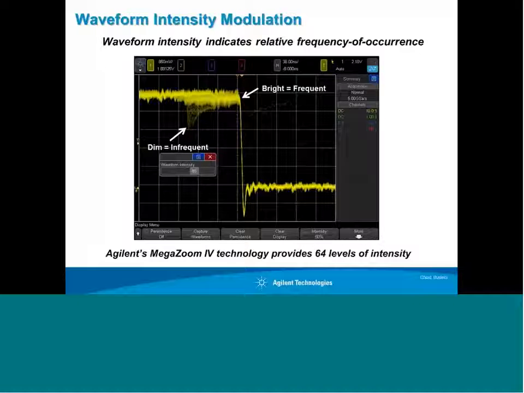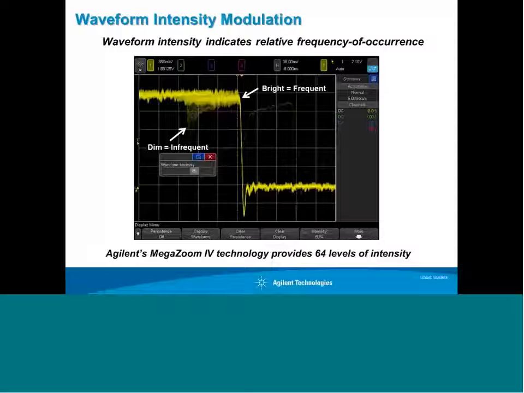So in this particular example, you can see up at the top of the waveform where it's bright, you can see the various shades. That gives you some information about the noise, and then the infrequent signals are very dim. Agilent's MegaZoom 4 technology, which is available in this particular scope, supplies up to 64 levels of intensity modulation, and that is actually more than the eye can detect.